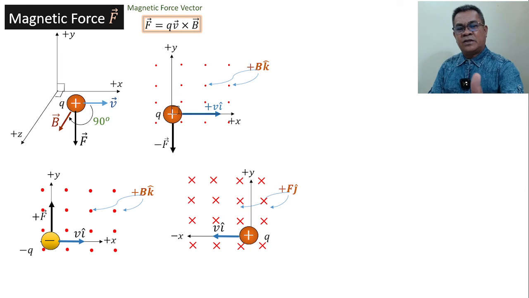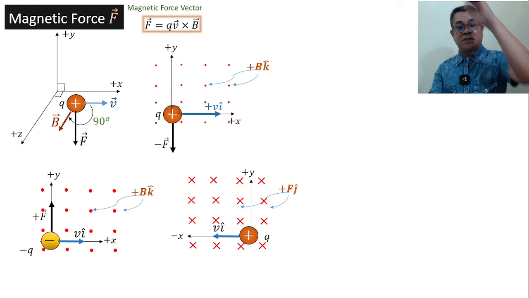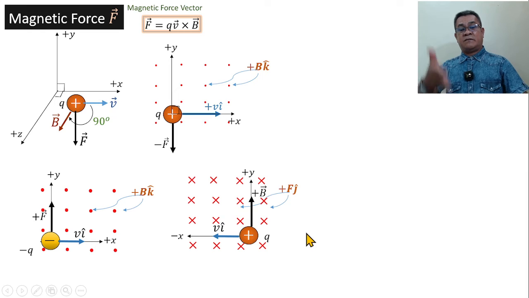So therefore, what will be the force? The force is towards the negative z. Okay? So you have to align your thumb towards negative z, towards the plane. And you will curl, right? You are forced to curl your four fingers above, which means that the magnetic field is directed in the positive y-axis.